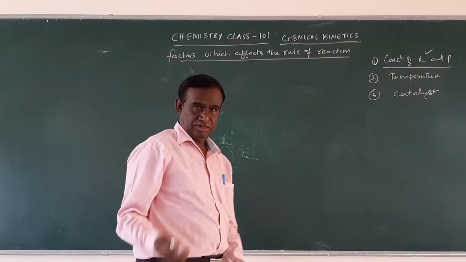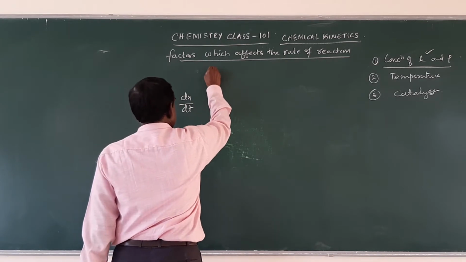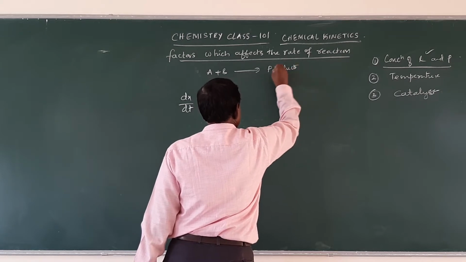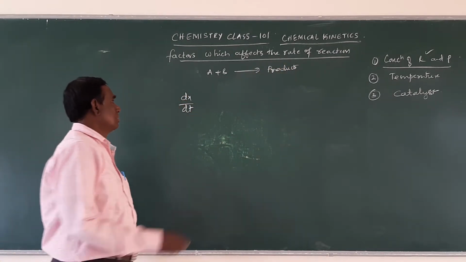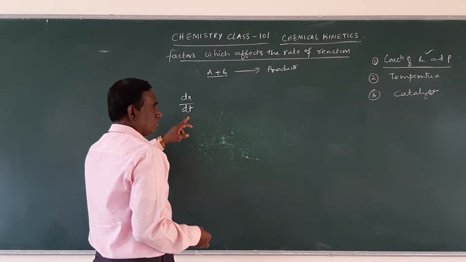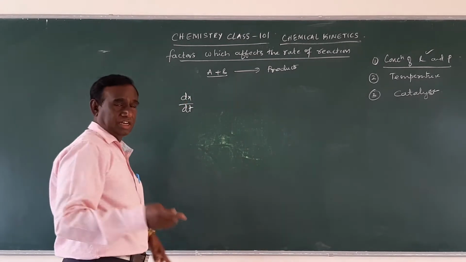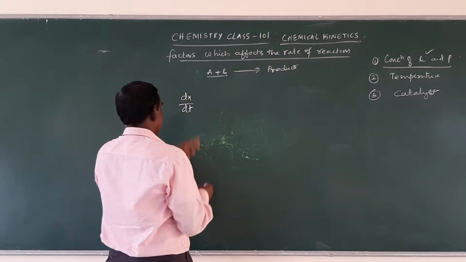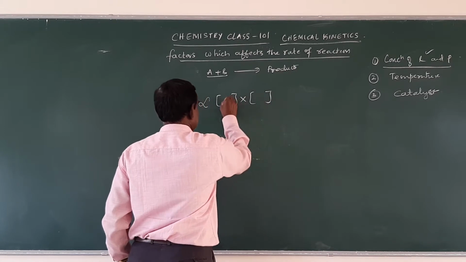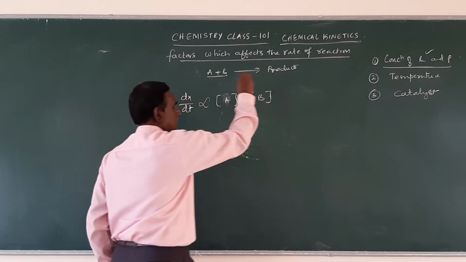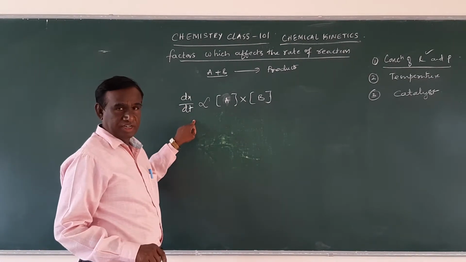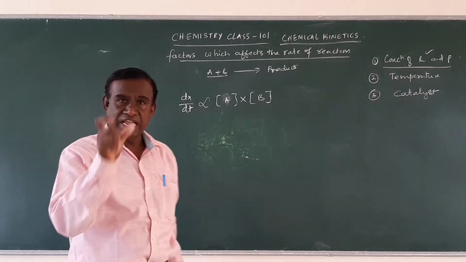If you take a very simple example, A plus B gives rise to products. A plus B tends to products, or C plus D. So these are the reactants. According to the law of mass action, the rate of a chemical reaction is directly proportional to the product of the active masses of the reactants, that is A and B. Law of mass action states that at constant temperature, the rate of a chemical reaction dx by dt is directly proportional to the product of the active masses of the reactants.